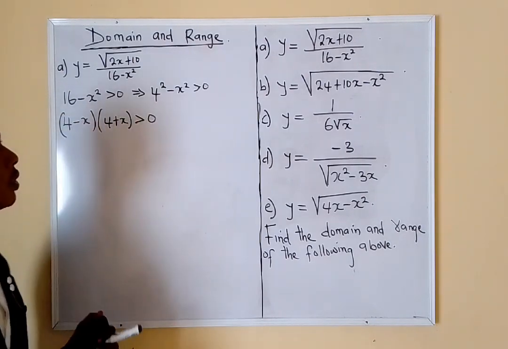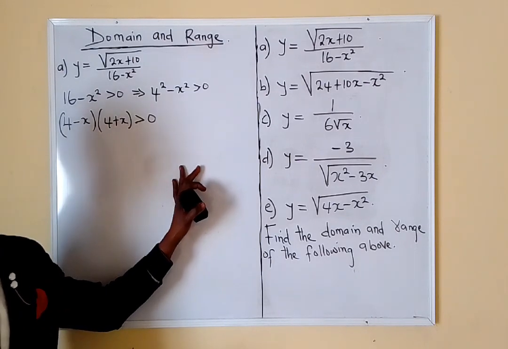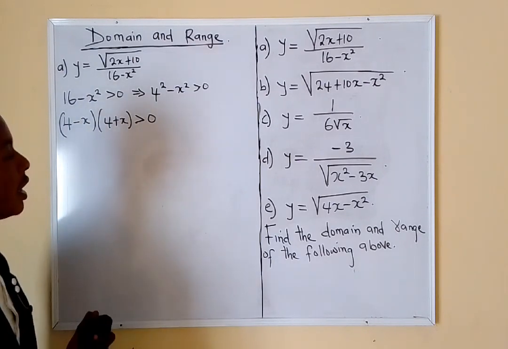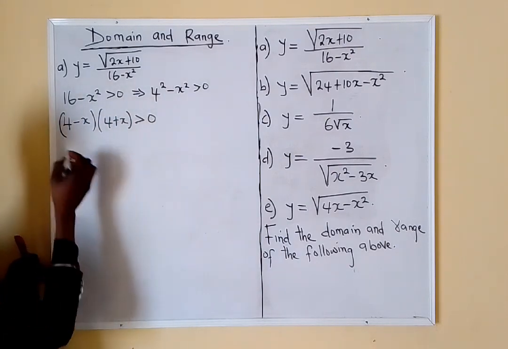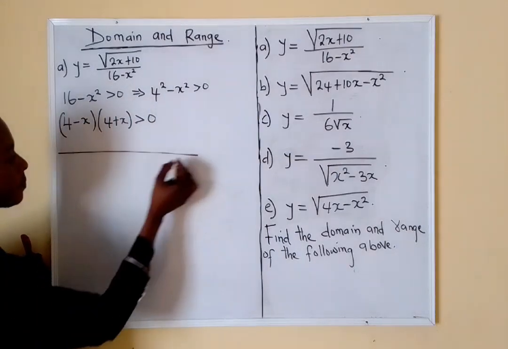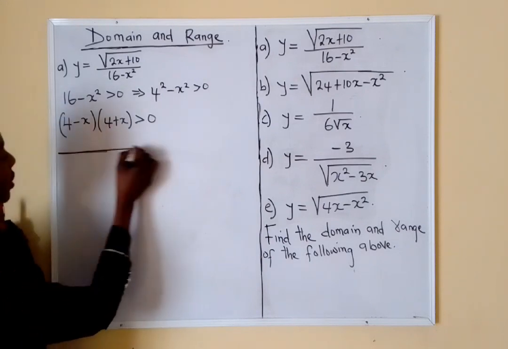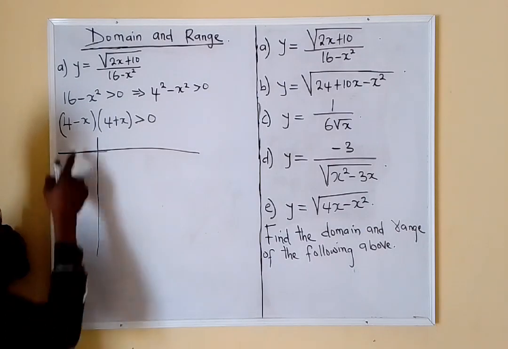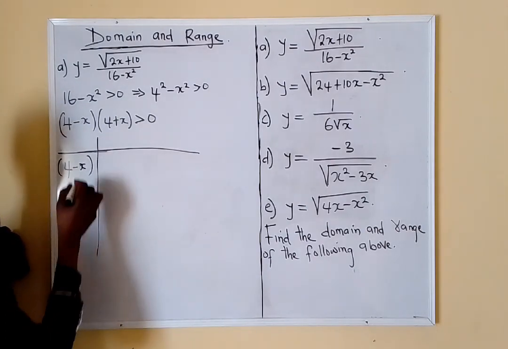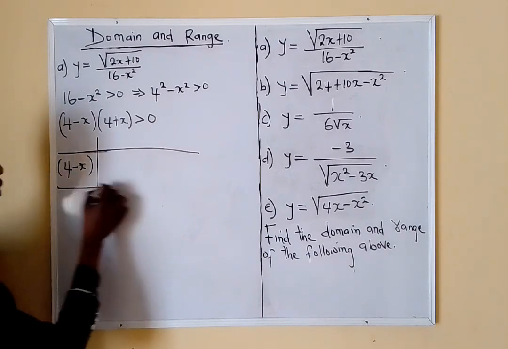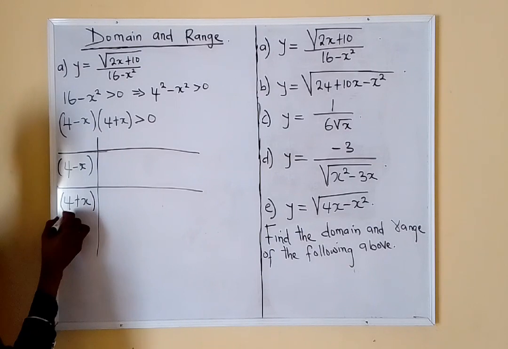At this juncture, to properly know the value of the domain, we'll go back to our sign chart. If you have a problem with sign charts, I will make videos for that. So in our sign chart we have about 3 different values. The first factor we have factorized is 4 minus x. The second factor here is 4 plus x. And we have their products.